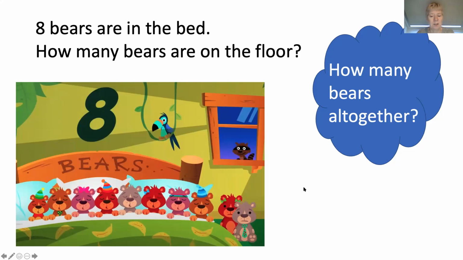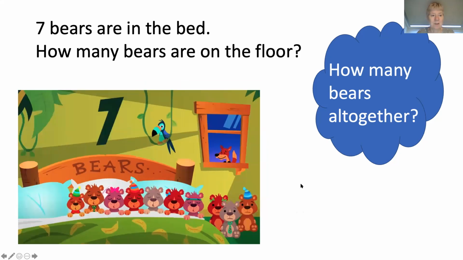Okay, good job, let's have a look. And we can write it as 8 plus 2 makes 10. 8 bears are in the bed, 2 bears are on the floor, 10 bears altogether. Good job, well done. Okay, you ready for the next one? This time there are 7 bears in the bed. How many bears are on the floor? Well done, there are 3 bears on the floor.